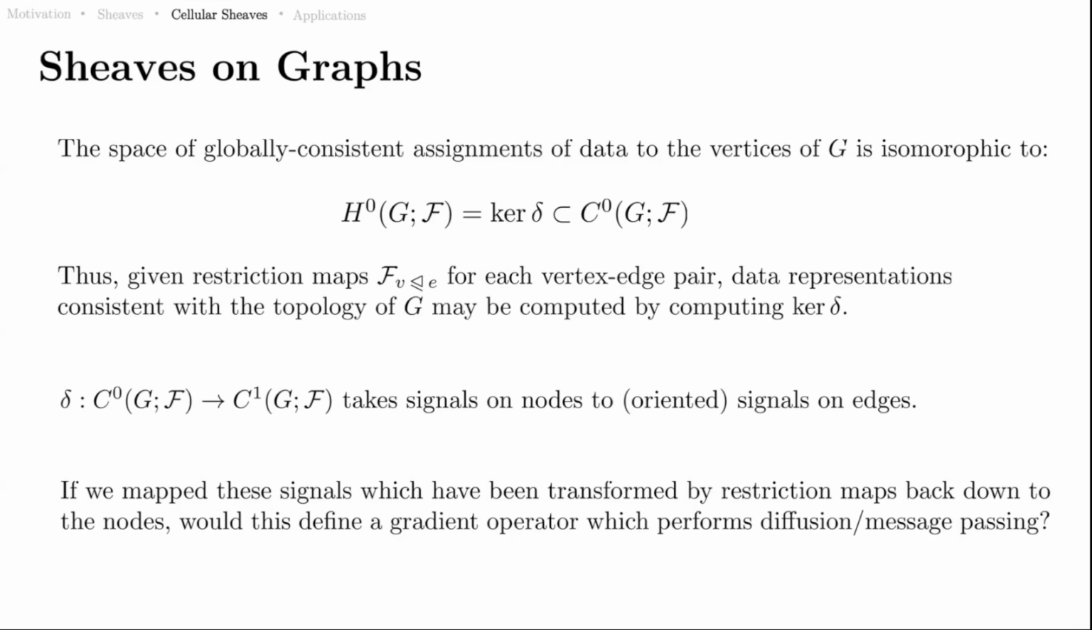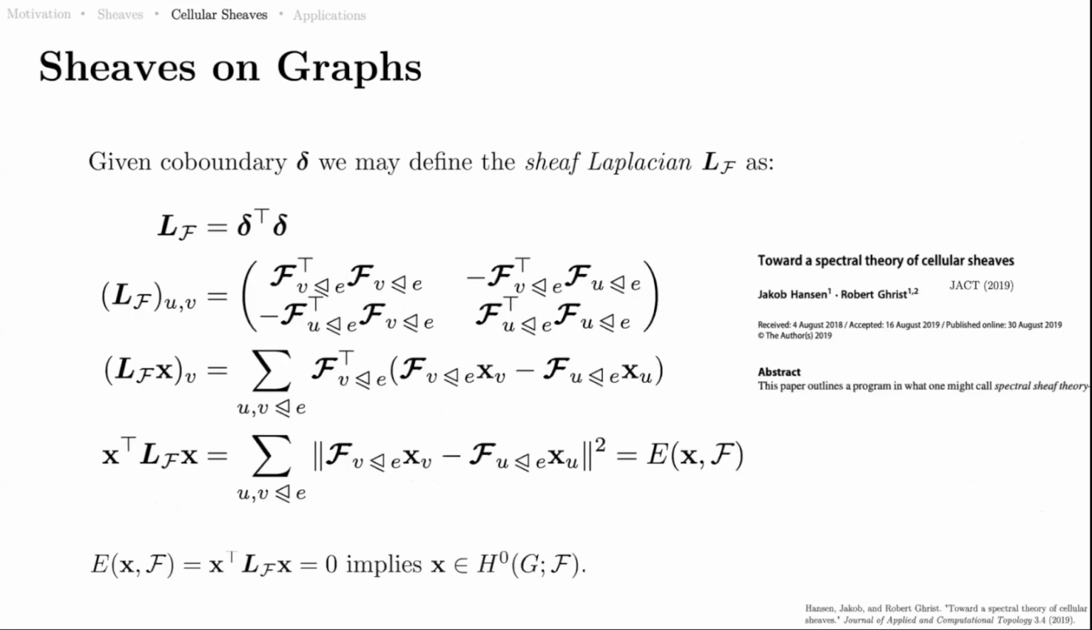One might then ask, and maybe it's a bit of a leap, whether you can do anything with this operator, in a similar sense that we have this incidence or coboundary matrix for graphs, which forms the graph Laplacian. You could ask whether this coboundary matrix for cellular sheaves forms something like a sheaf Laplacian. And of course, the answer is yes.